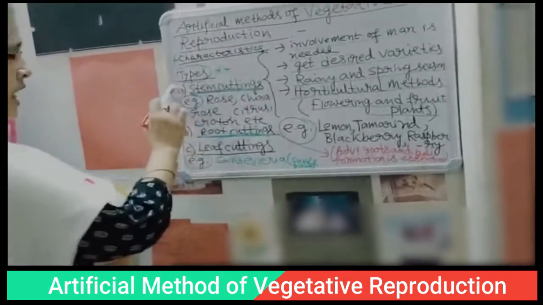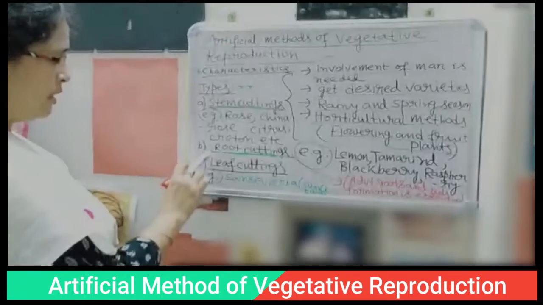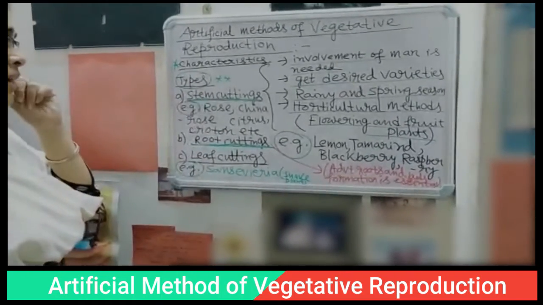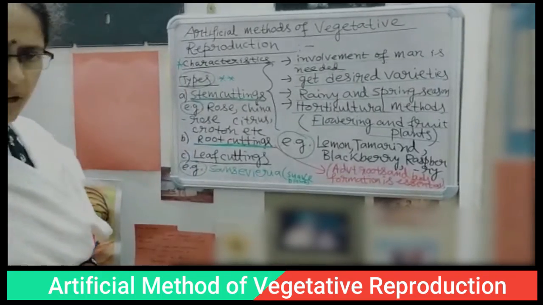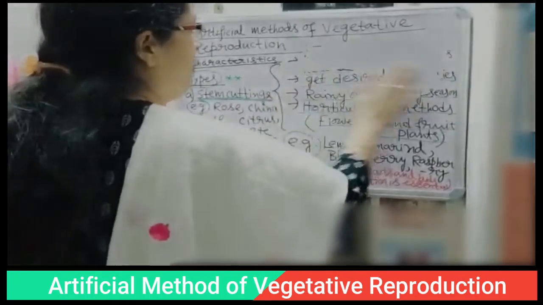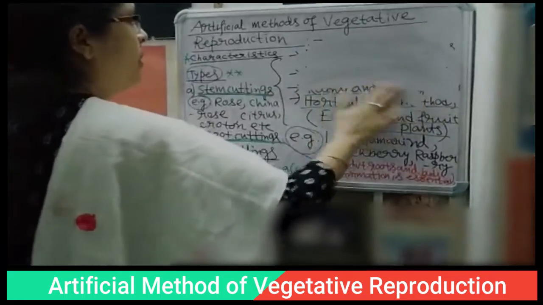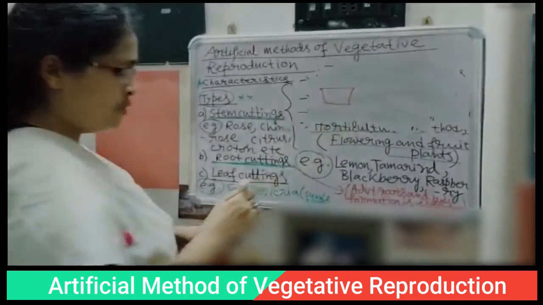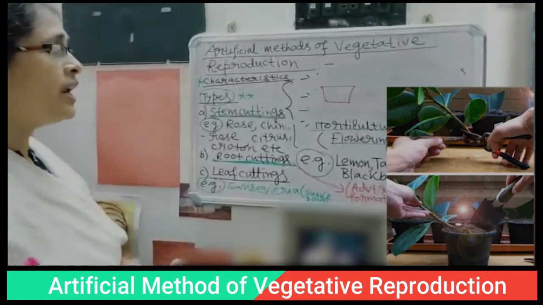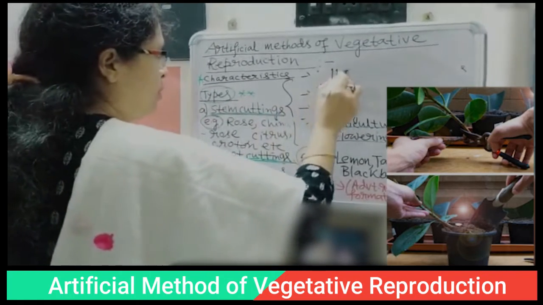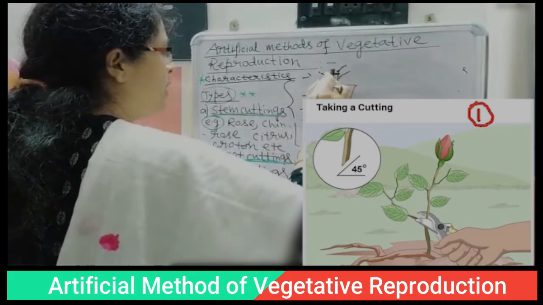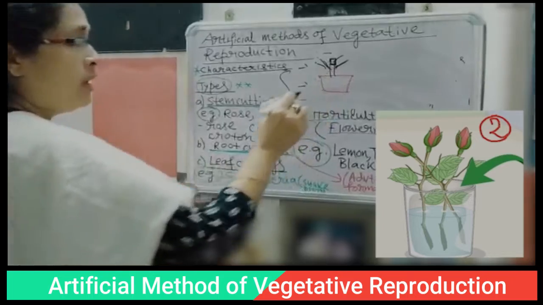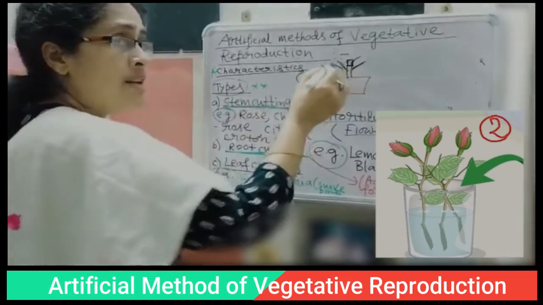Now types. Number one is stem cuttings, number two is root cuttings, and number three is leaf cuttings. Stem cutting is a very primitive type of reproduction. Here what happens, first we choose a plant that is 1 year old, and cut 20 to 30 centimeters of it from the upper portion. Mind it that the cutting part must have buds.